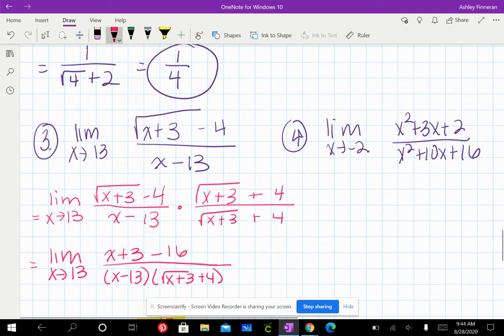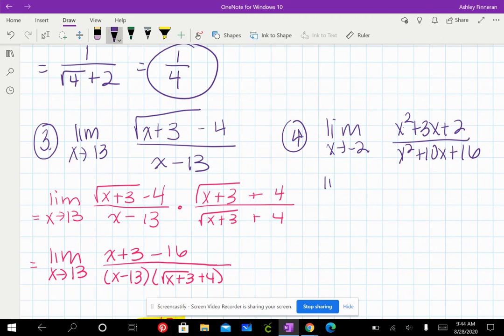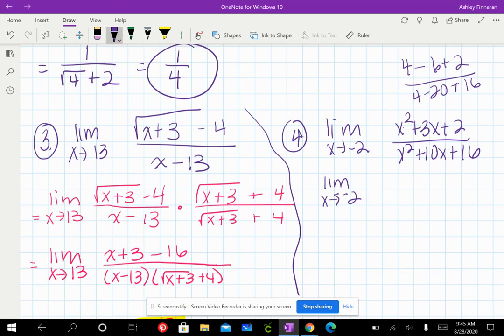Now let's go back up and try number 4. So for number 4, I'm going to see this as a factoring question. So we have the limit as x goes to negative 2. I didn't show you my getting 0 over 0. So I have 4 minus 6 plus 2, which is 0, over 4 minus 20 plus 16, which is 0. So 0 over 0. So I need to try one of my techniques.